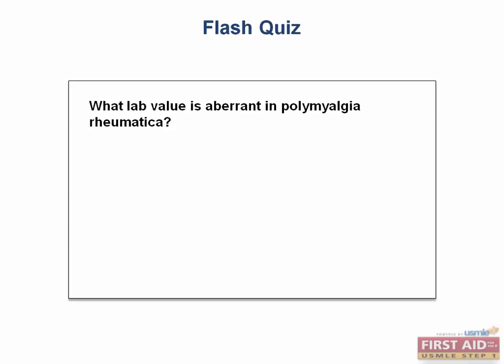Flash quiz. What lab value is aberrant in polymyalgia rheumatica? General inflammatory markers, such as an increased ESR and CRP. The next two diseases are tough to keep straight, likely because they're fairly obscure, they sound similar, and they always are mentioned and taught in tandem. I bet you'll see one of these two diseases on your exam. These two diseases are polymyositis and dermatomyositis.